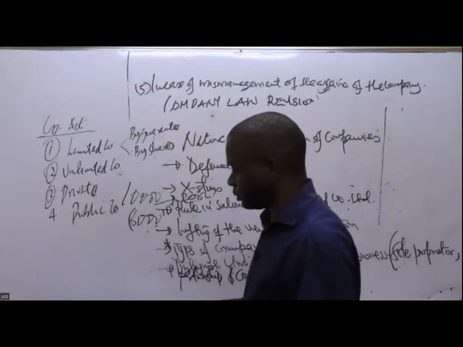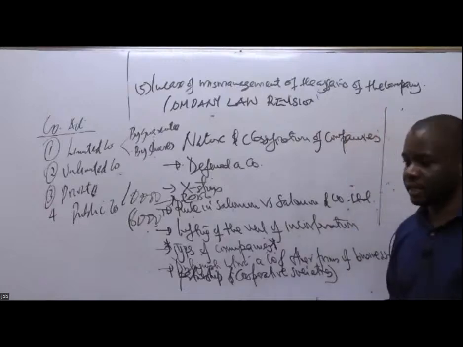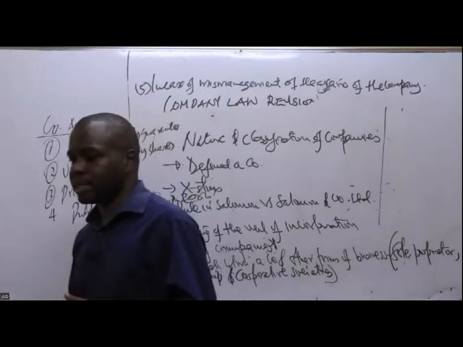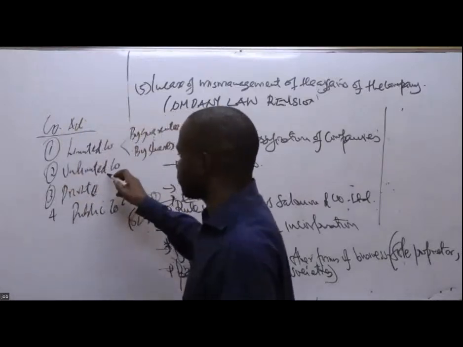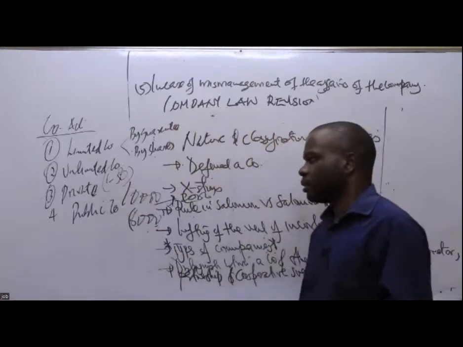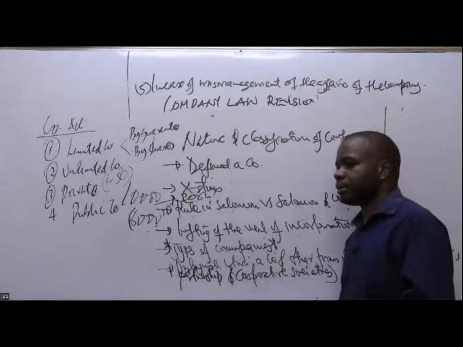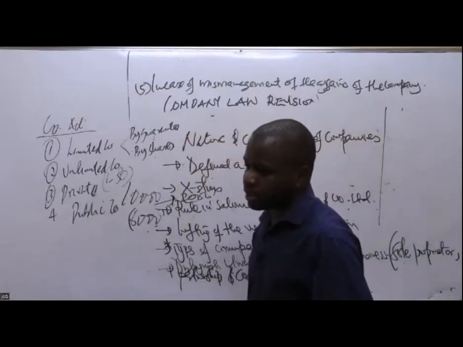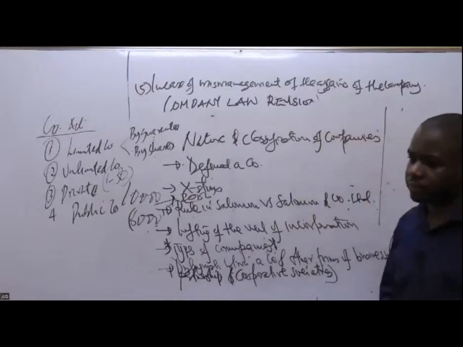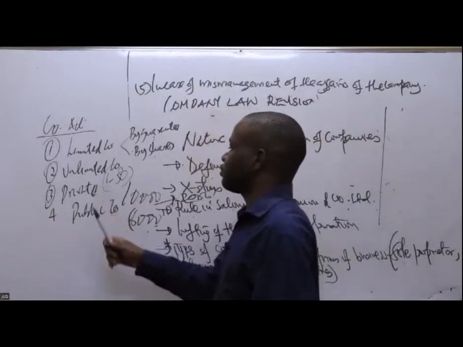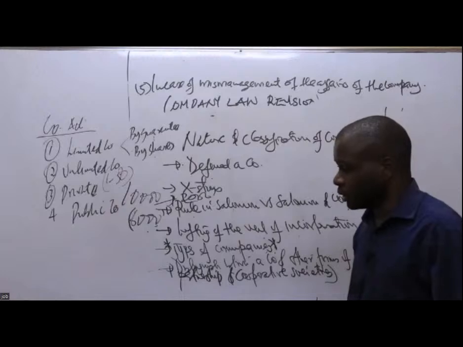Private company. A private company, basically we define it by its characteristics. A private company is a type of company whereby the number of members is 1 up to 50. Also, what you need to know about this particular company is that it cannot invite members of the public to subscribe for its shares. It cannot issue a prospectus inviting members of the public to apply or subscribe for its shares.